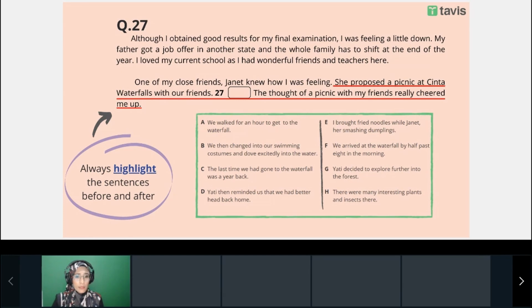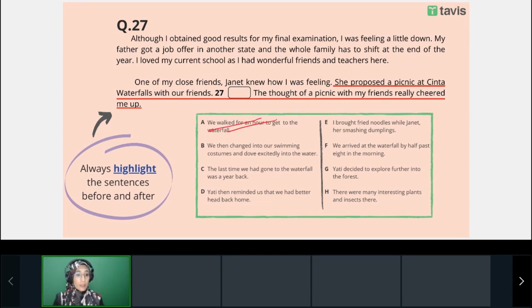Do you think it's actually about walking an hour to get to the waterfall? Yeah, the whole idea here is introducing the idea of having a picnic at Chinta waterfall. So therefore this one is considered incorrect. Moving on to B, we then change into our swimming costume and dove excitedly into the water.